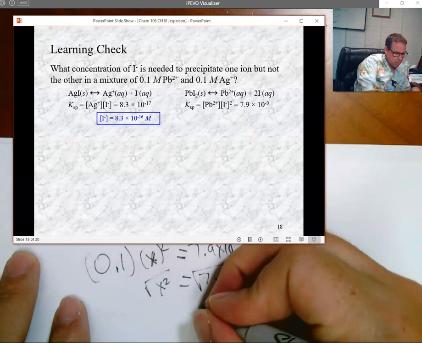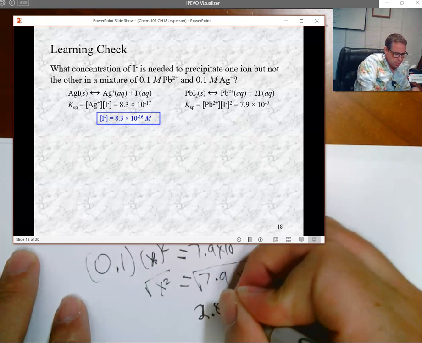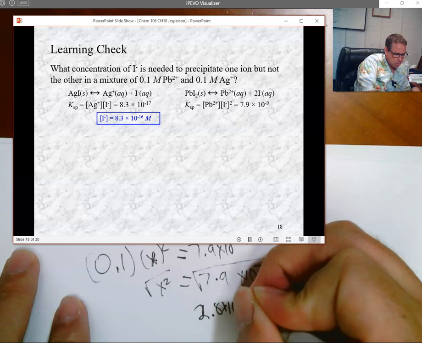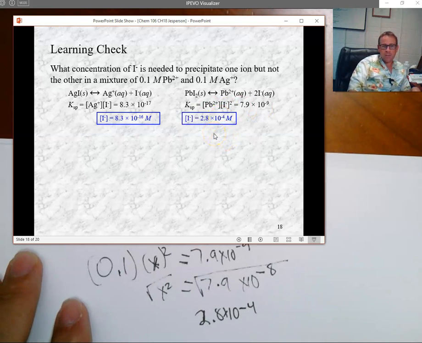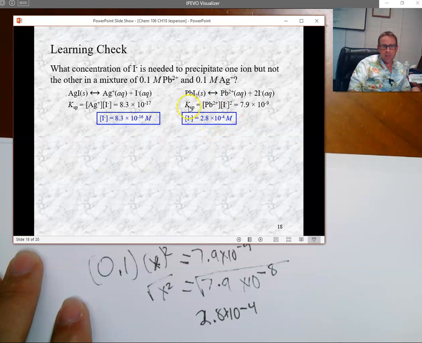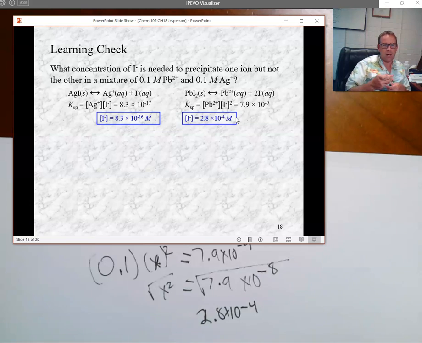2.8 times 10 to the minus 4, is that what you said? Sure. Did I do that right or no? Well, let's see. I just think I did it wrong. Okay. So we got 2.8 times 10 to the minus 4. That's the molar concentration of iodide ion necessary to precipitate out the lead.